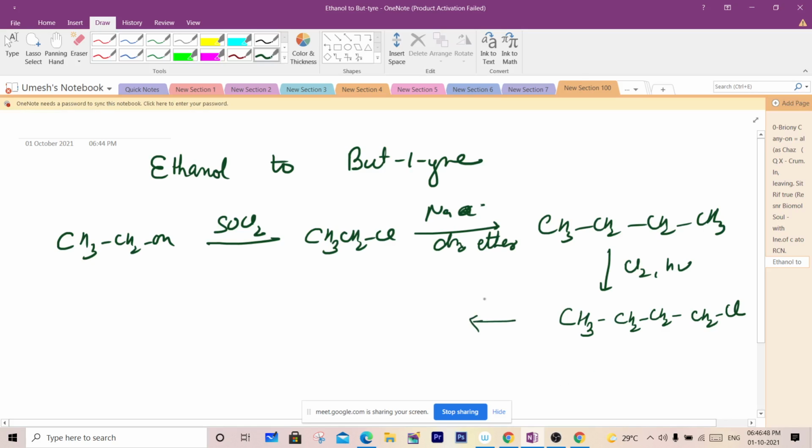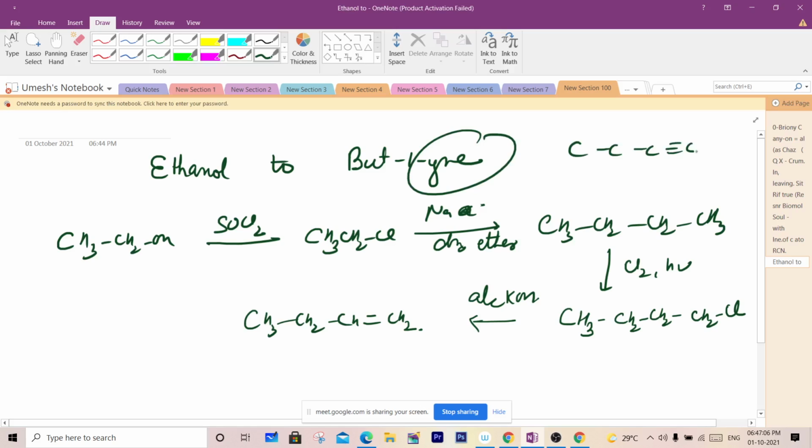Then can we react it twice with alcoholic KOH? Then it will give you alkene. Yes, sir. But that is not my answer. I want butyne. Yne means triple bond. I want this thing.